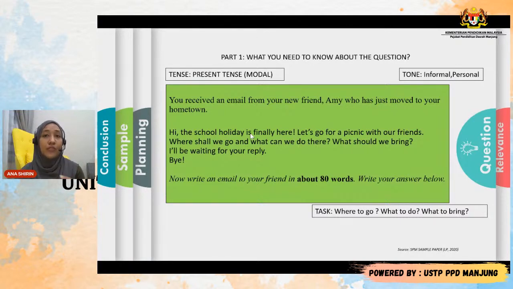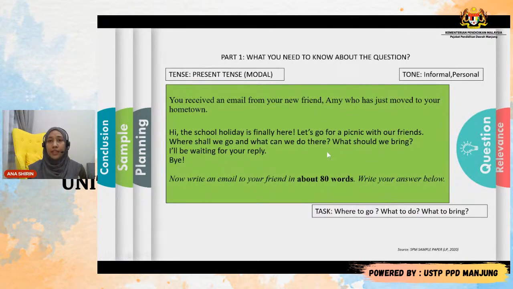So that's the beauty of the CEFR aligned curriculum questions, where you can actually derive the tense that you need to use from the question itself. Where shall we go and what can we do there? Remember, just now I said that most of the tasks in these questions will come up in the form of a question, and all that the candidate needs to do is to answer the question in the correct sequence. The first question here is where to go? The second question is what can we do there? And the third question is, what should we bring?